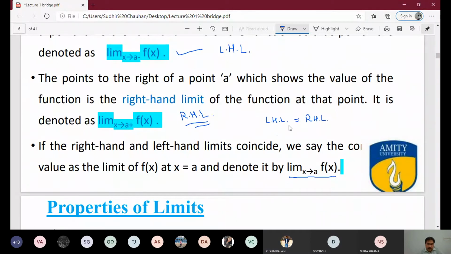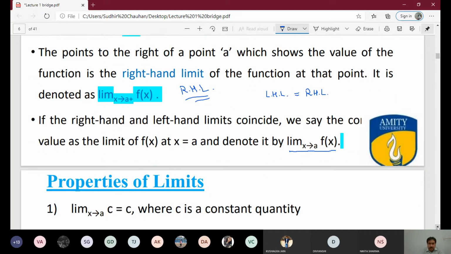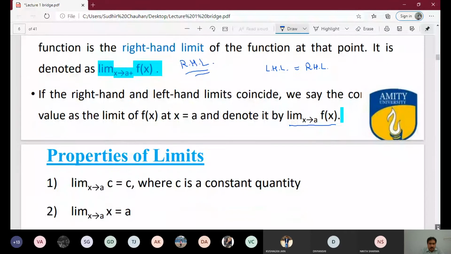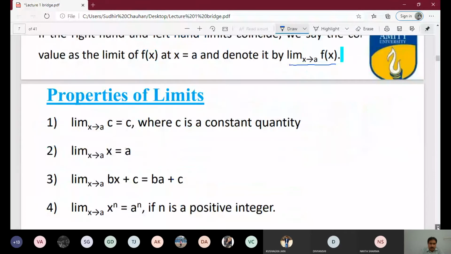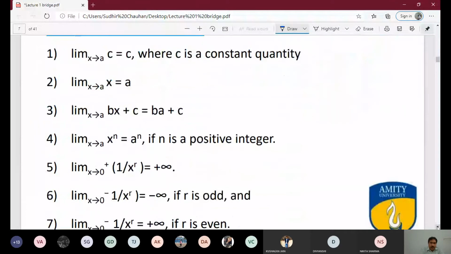So if the left hand limit is equal to the right hand limit, then we can say the limit exists and it is limit x tends to a f(x). Now there are certain properties of limits. Number one: if we find the limit x tends to a of c, where c is any constant, it will remain c.